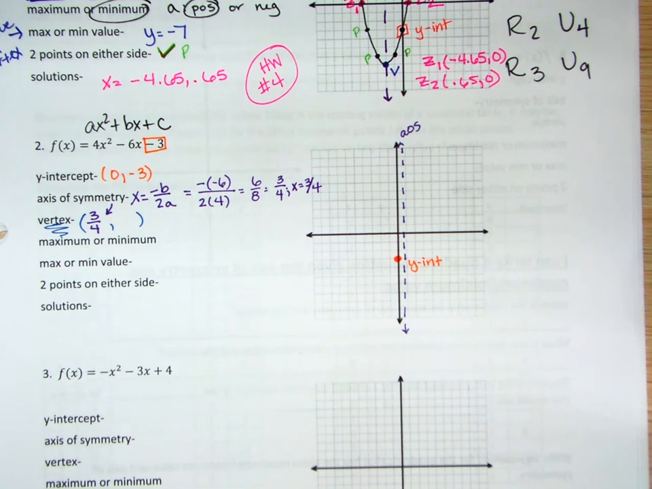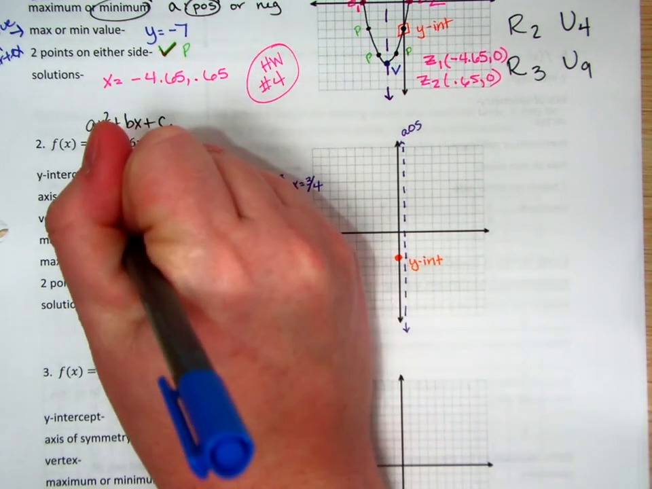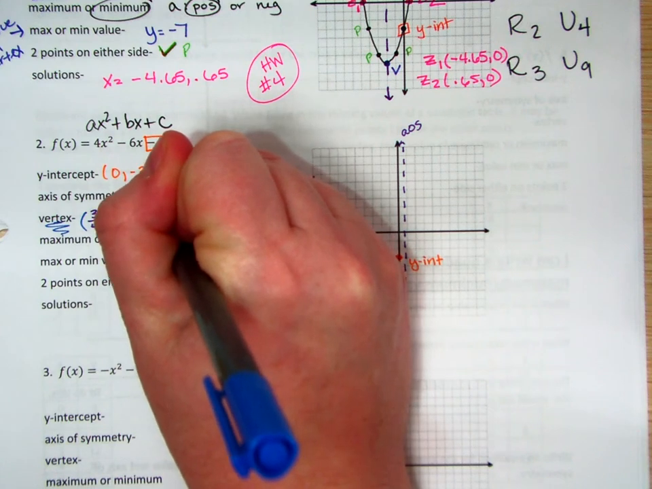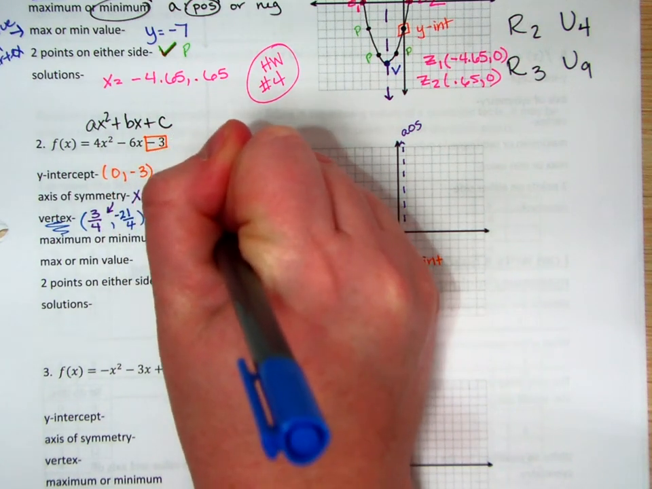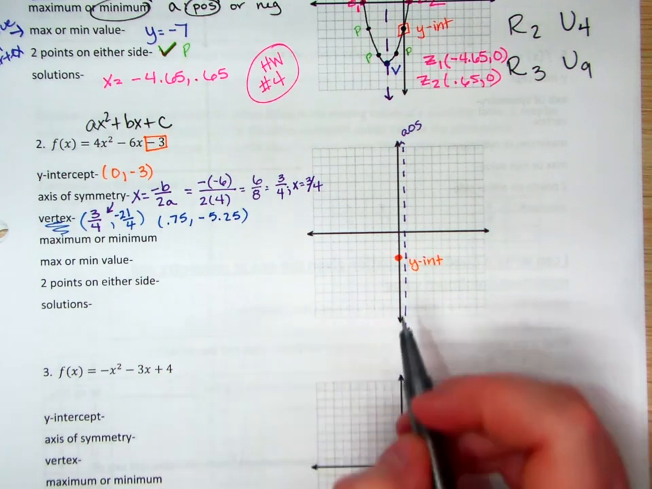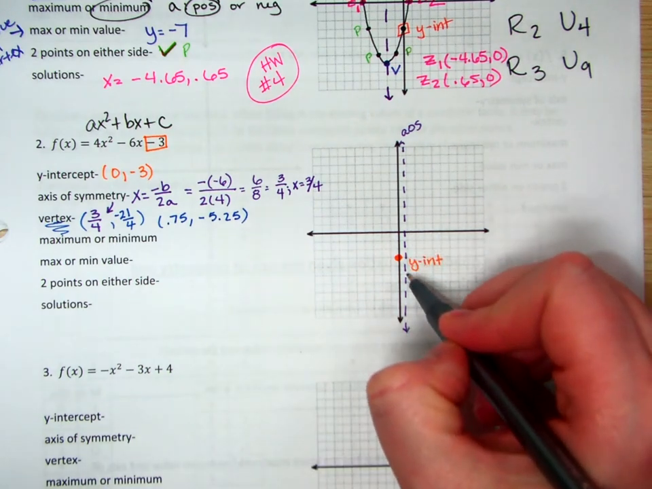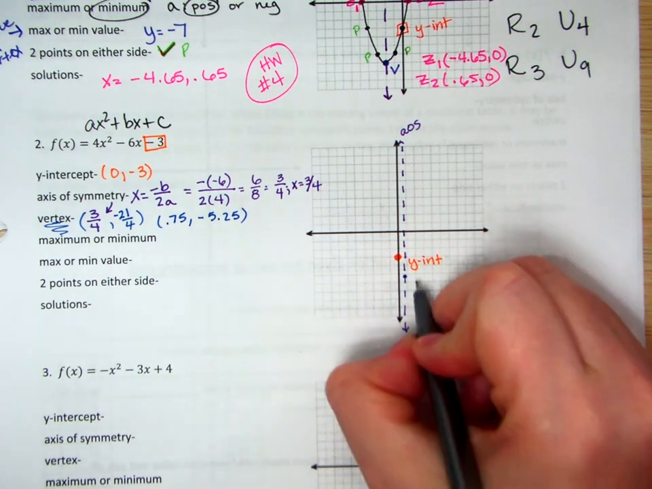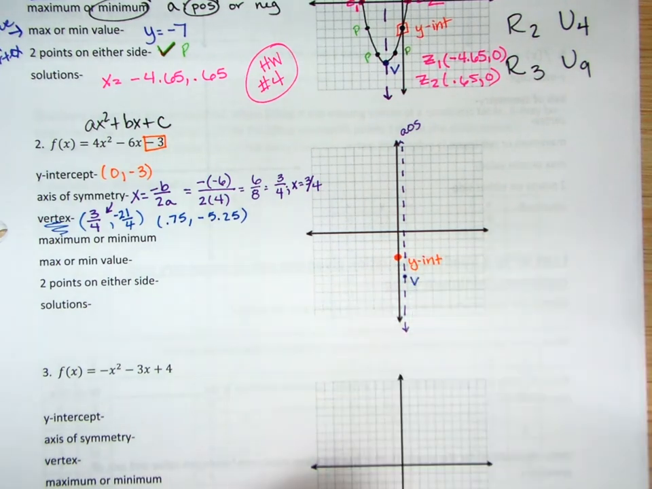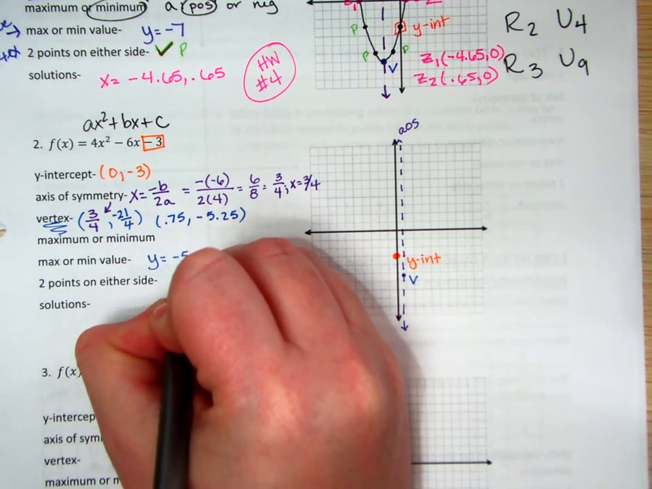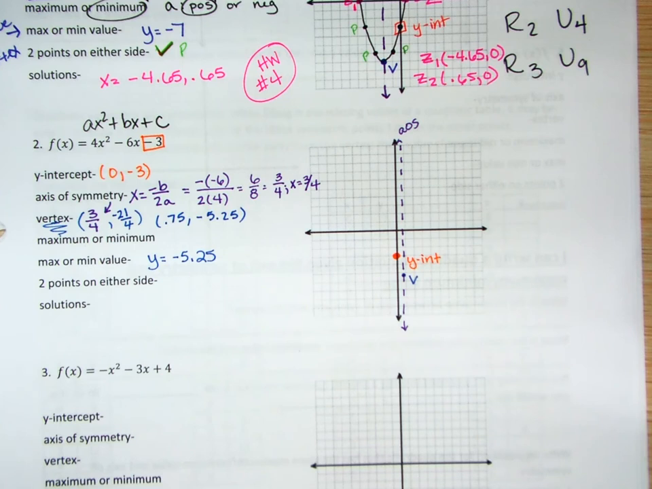So this is at negative 21/4, which is also negative 5.25, and x is 0.75. Okay, so I'm going to come down here, negative 5.25, so 5.25 is roughly here. That's my vertex. Okay, min or max value, doesn't matter if it's a min or max yet, I just know this value is negative 5.25. Two points on either side.